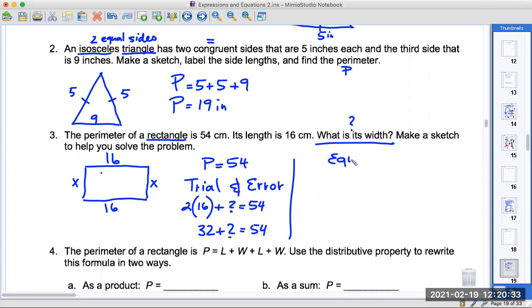But now we're writing an equation. The equation means you add all 4 sides and it has to equal 54. So x plus 16 plus x plus 16 has to equal 54. This is the equation. So you got 2 x's here. Combine your like terms, 16 plus 16 is 32. And then that equals 54.